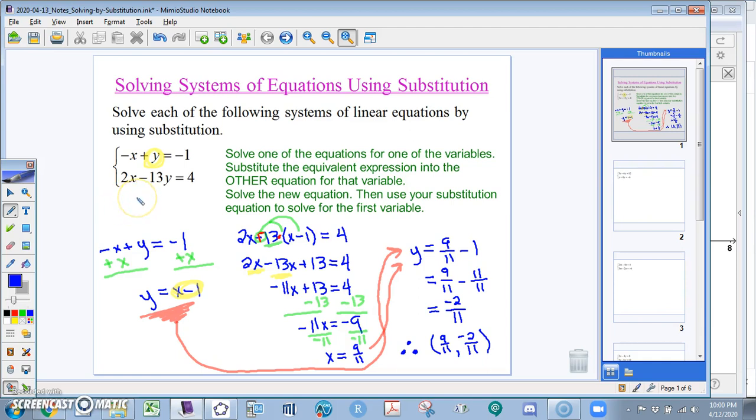So this is a great method for finding those trickier points of intersection. Take one of your equations, solve it for one of the variables, whichever one is the easiest. Take the expression you get and substitute it into the other equation in place of that variable. Solve the resulting equation for the one variable you have left, and then plug it back into your substitution equation to get the second variable.